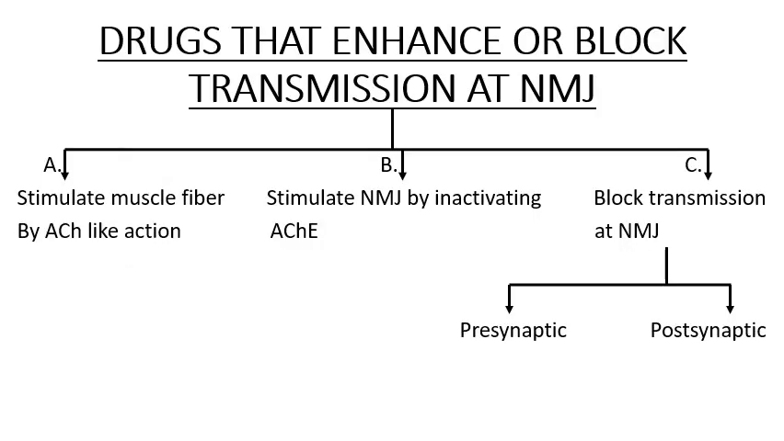Now, the drugs that enhance or block transmission at the neuromuscular junction. These are broadly divided into three categories. First, those which stimulate the muscle fiber by acetylcholine-like action. Second, those which stimulate the neuromuscular junction by inactivating acetylcholine esterase. Third, those which block transmission at the neuromuscular junction. The third category is further divided into presynaptic and postsynaptic.